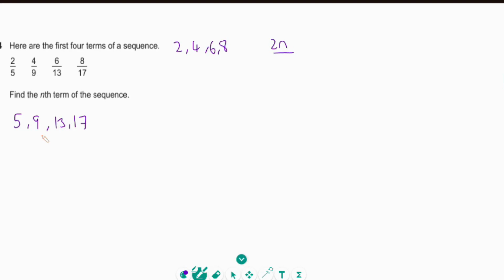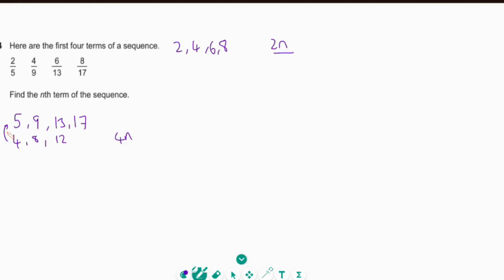Oh, this is a nice linear sequence as well. It's going up in 4s. So it's 4n. We've got the 4 times table underneath. Plus 1. So the nth term of this sequence is 2n over 4n plus 1.